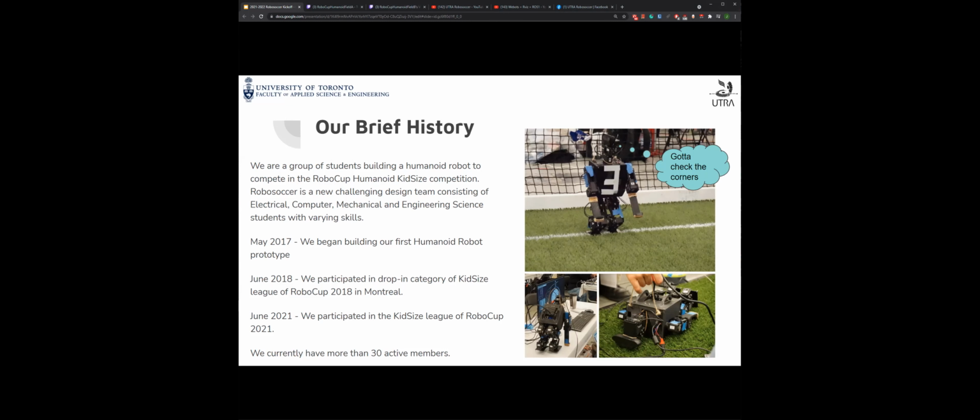We currently have more than 30 active members. We're the only Canadian team to currently participate in this organization. And here's Bez checking his corners, figuring out where he is during the competition.